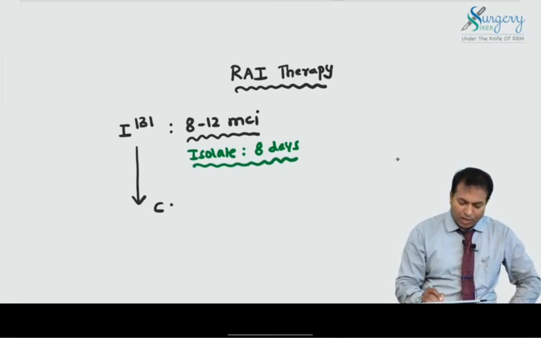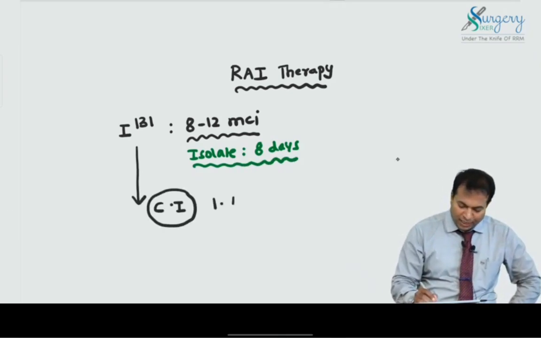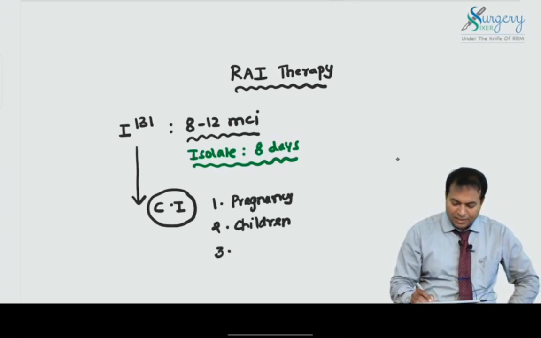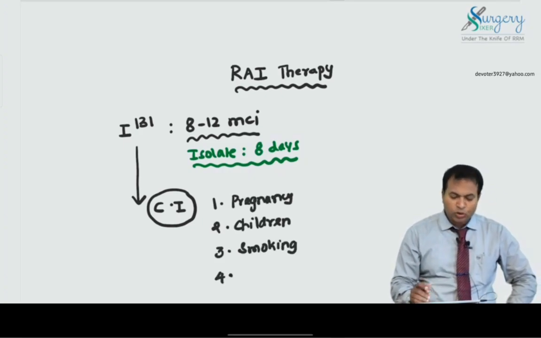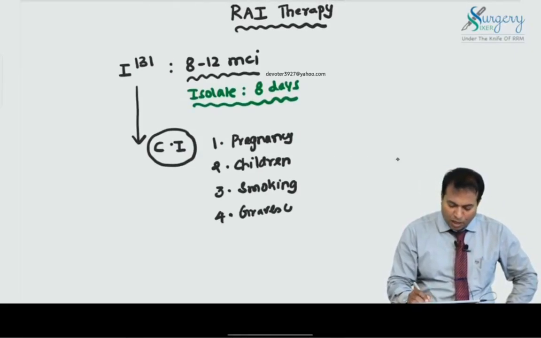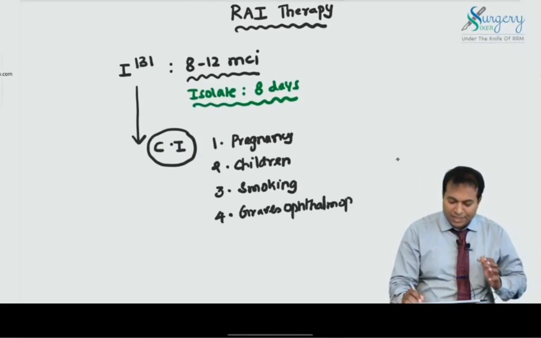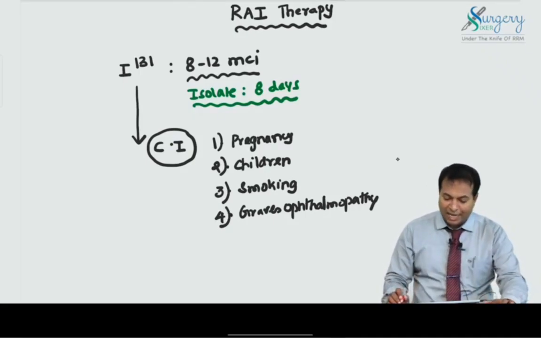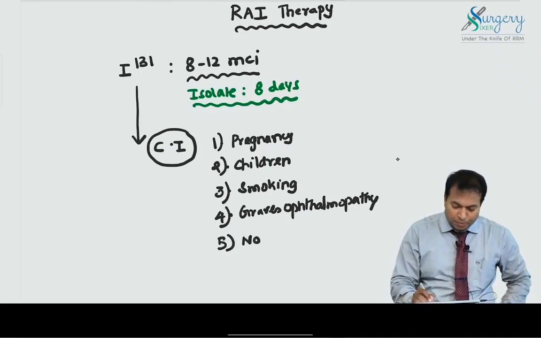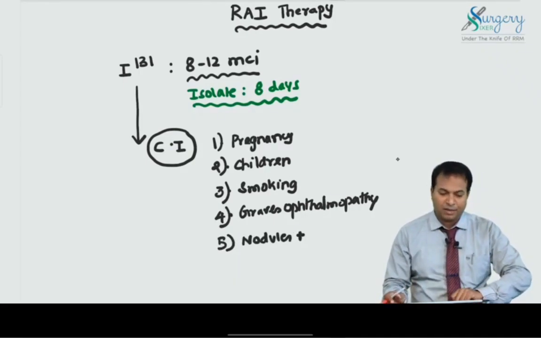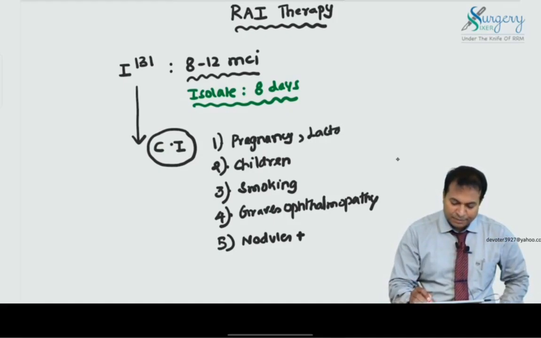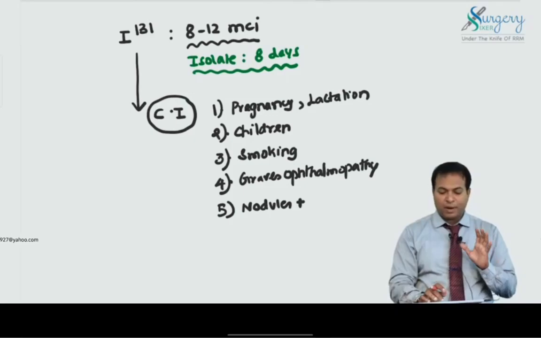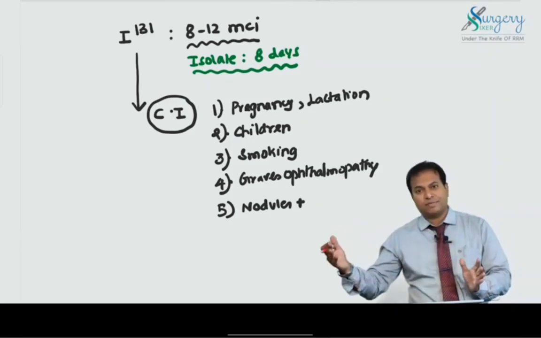Where is iodine 131 contraindicated? It is contraindicated in pregnancy, children, smoking females, and patients with Graves' ophthalmopathy. If there is already a Graves' ophthalmopathy, this will get exaggerated. When a nodule is present in the thyroid gland, again it is a contraindication. Please don't forget pregnancy, lactation, children, smoking, Graves' ophthalmopathy, and nodules are typical contraindications for radioactive iodine therapy. These are nothing but the indications of surgery.